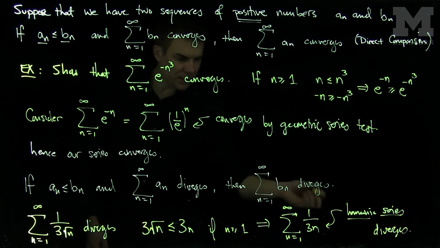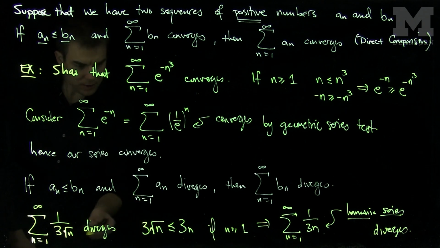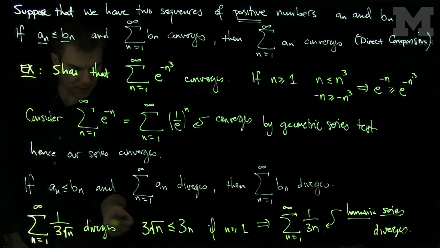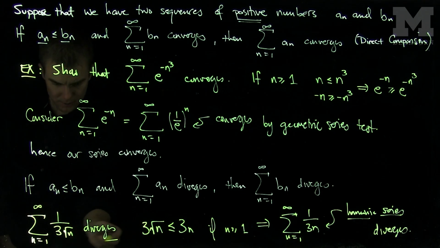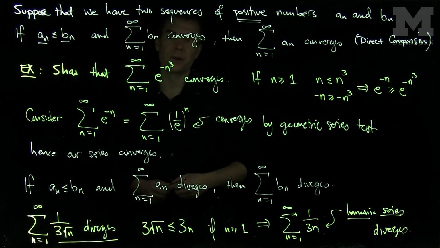So since this harmonic series diverges, and that our sum over here is in fact bigger than this sum, we see that this series must also diverge by the direct comparison test.